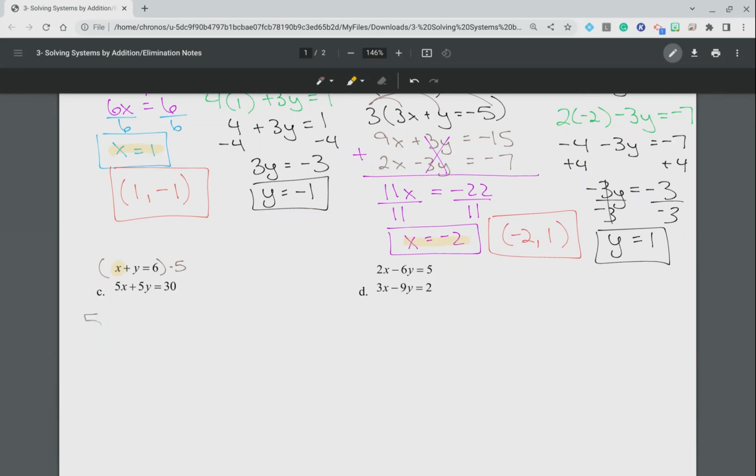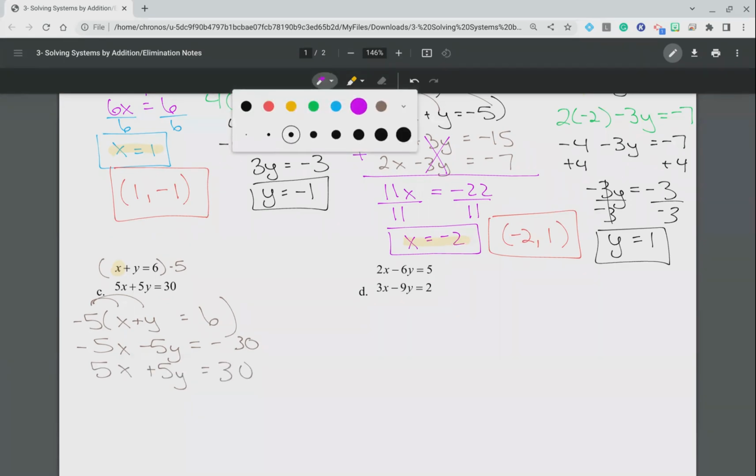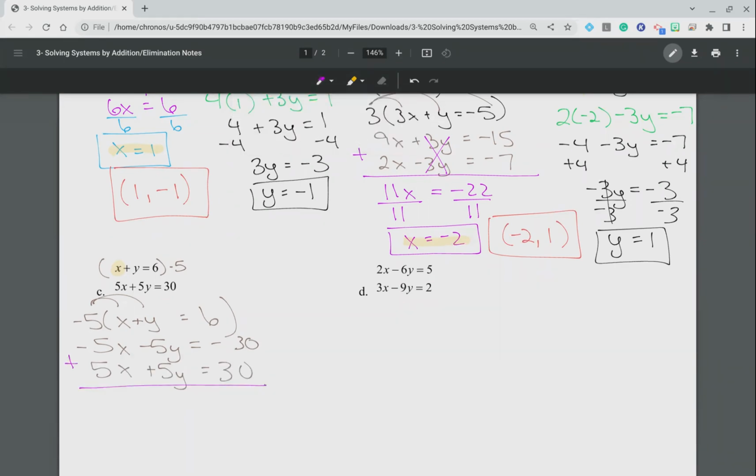All right, so I'm going to do negative 5 times my first equation. Negative 5x. Actually, I should end my parenthesis over here. Minus 5y equals negative 30. All right, and then I'm just going to rewrite my other equation right below. And then just like the other ones, I am going to turn this into an addition problem.